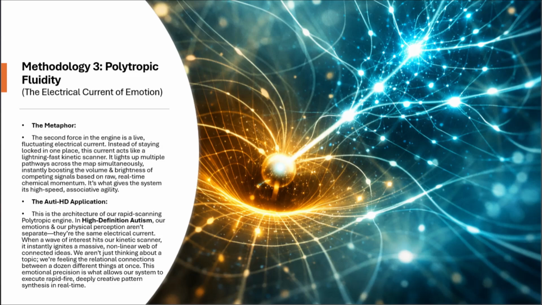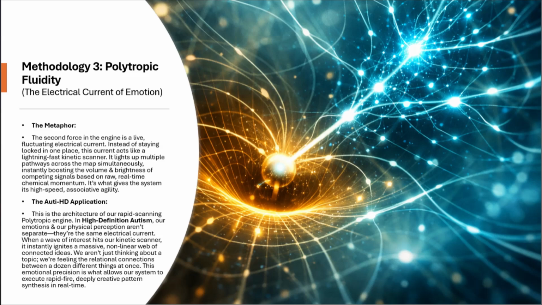Methodology 3. Polytropic fluidity. The electrical current of emotion. Metaphor. The second force in the engine is a live, fluctuating electrical current. Instead of staying locked in one place, this current acts like a lightning-fast kinetic scanner. It lights up multiple pathways across the map simultaneously, instantly boosting the volume and brightness of competing signals based on raw, real-time chemical momentum. It's what gives the system its high-speed associative agility.